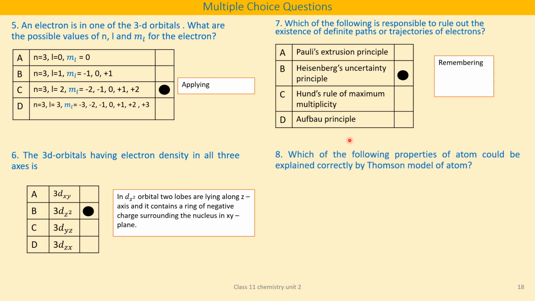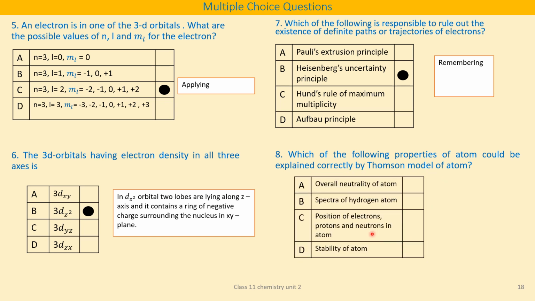Please mark it. Next, which of the following properties of an atom could be explained by Thomson model of atom? Option A, overall neutrality of atom. Option B, spectra of hydrogen atom. Option C, position of electrons, protons and neutrons in atom. And option D is stability of atom. You have to remember and mark the correct answer as overall neutrality of atom. So atom as such is neutral.